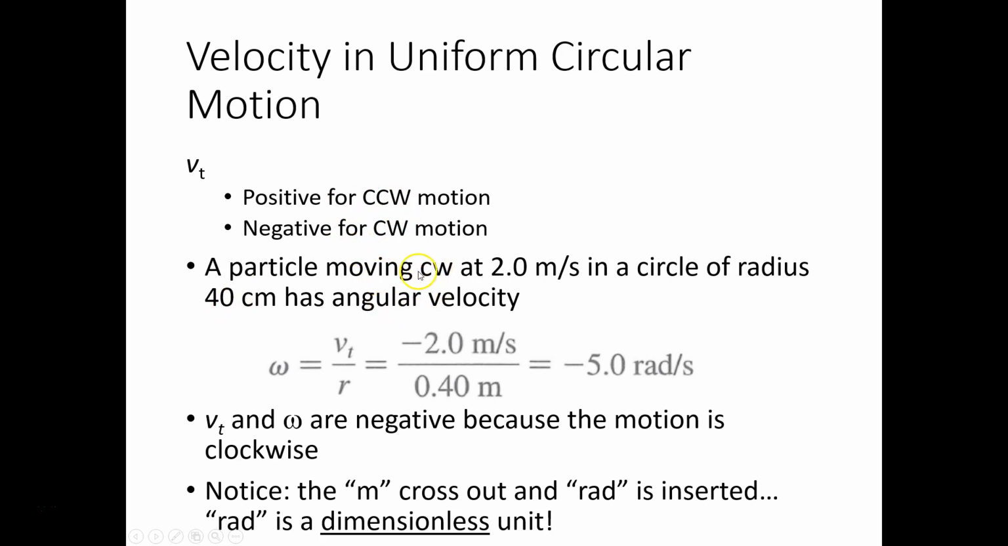If I have a particle moving clockwise at 2 meters per second in a circle of radius 40 centimeters, it has an angular velocity. So here I'm going to take negative 2 meters per second because it's moving clockwise. It's negative. We're going to divide it by 0.4 meters. That's our radius. So we get an angular velocity, that's omega, of negative 5 radians per second. Vt and the angular velocity are negative because the motion is clockwise. So notice here that the meters cross off and we end up with a dimensionless unit, and we're going to put in radians there, and that is dimensionless.